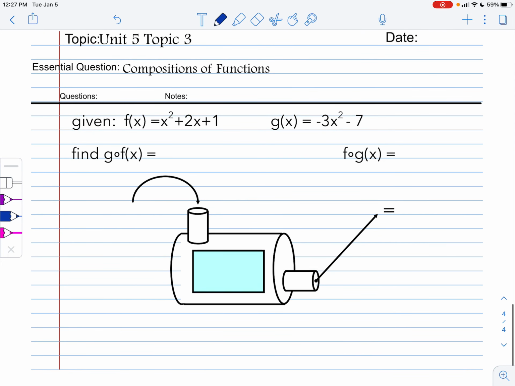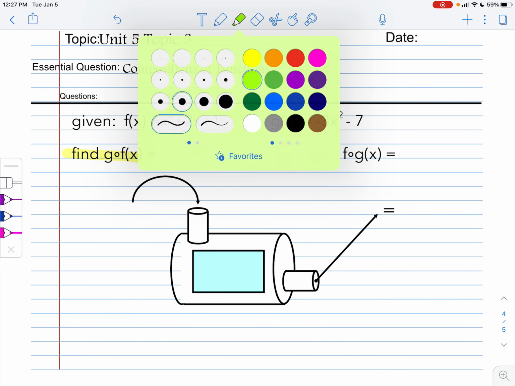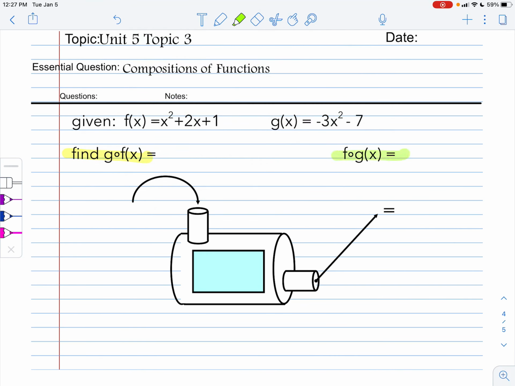Okay, this one is a little tougher. We're getting better and better at these. And look, I'm asking you to do this 2 different times. I'm asking you to find g of f of x, and then I'm asking you to find f of g of x. Those are 2 different things. So write it for yourself: g of f of x.